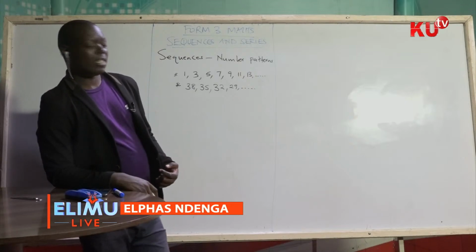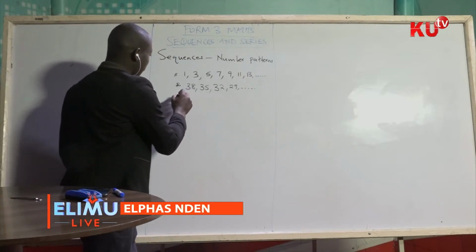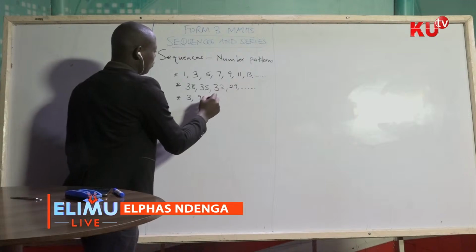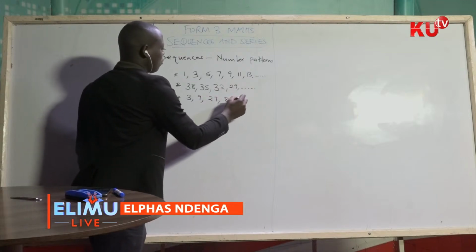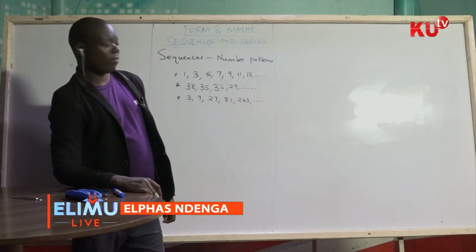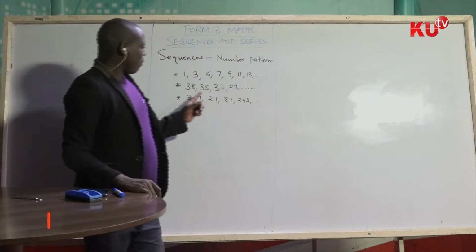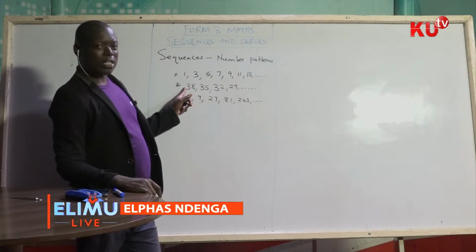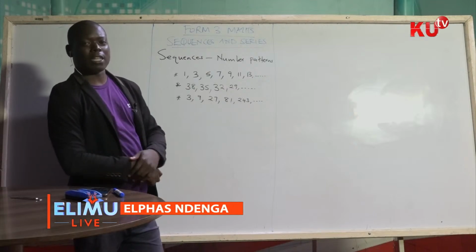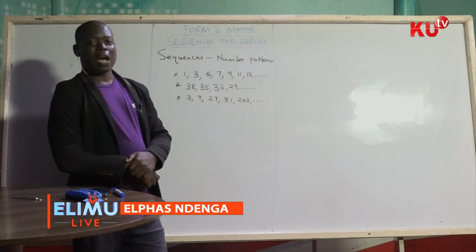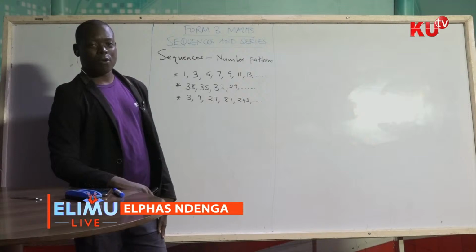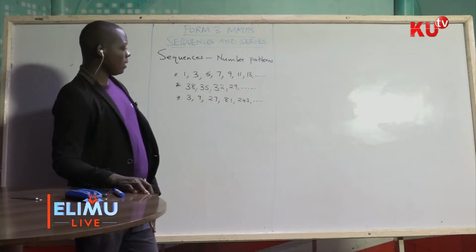We could have another design of arrangement of numbers. Let's talk of this one: we have 3, then 9, then 27, 81, 243, and then there is a gap for you to identify the next number. If you compare the first two sequences and the third, you will realize there is some distinction. The first two are in the same order, while the third takes a different form that we need to identify.